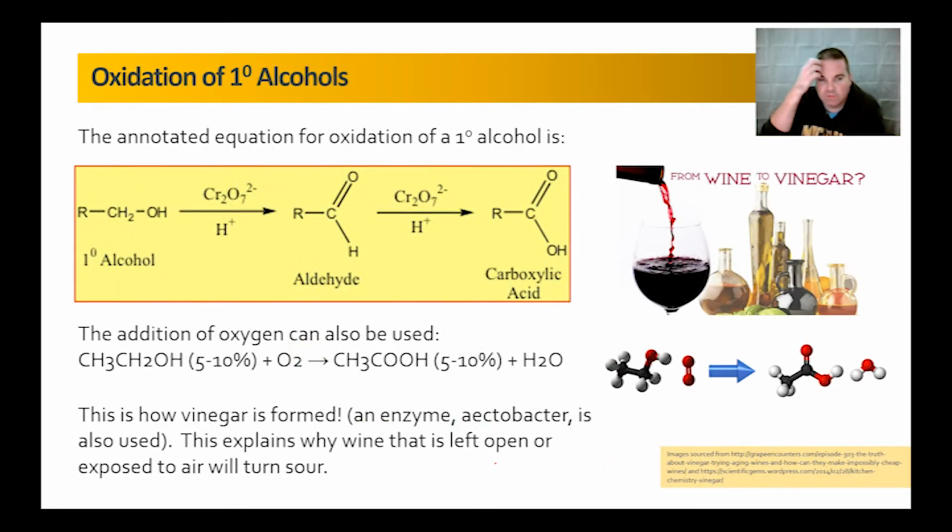You can see sometimes what we do instead of doing those big equations is we actually do what's called an annotated equation. So the annotated equation for oxidation of an alcohol is this, going from a primary alcohol here. This is just the reagents. We use the conditions for the oxidation, so we use H plus and we use dichromate, and we get our aldehyde and then we get our carboxylic acid. Now the reason it needs to be acidified is that we actually need H plus for the half equation. I'll show you an example of that on the next slide when we look at secondary alcohols.